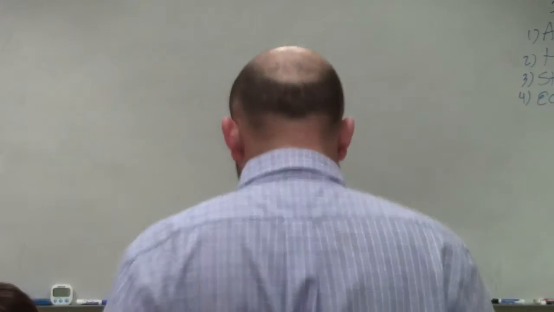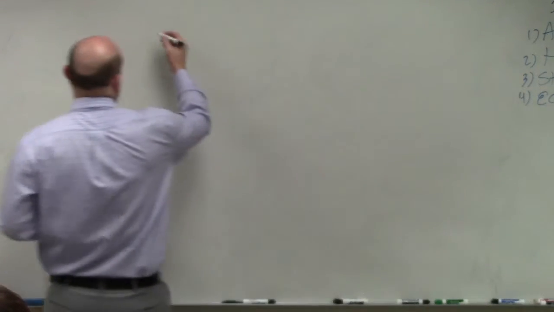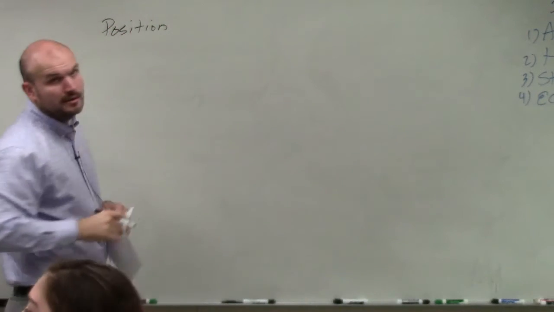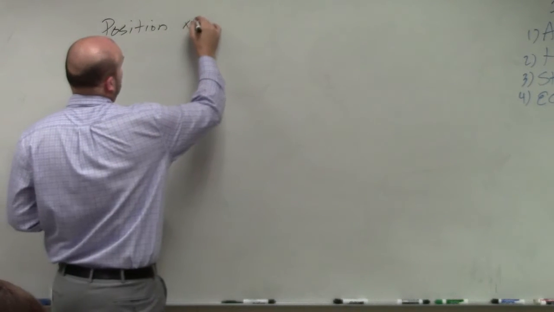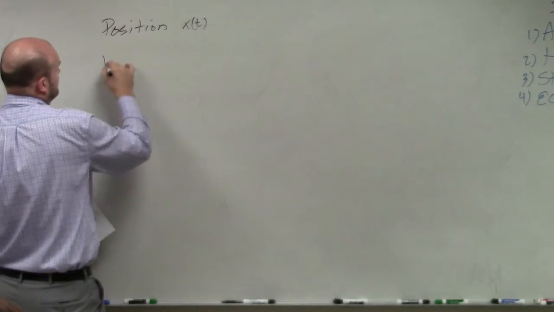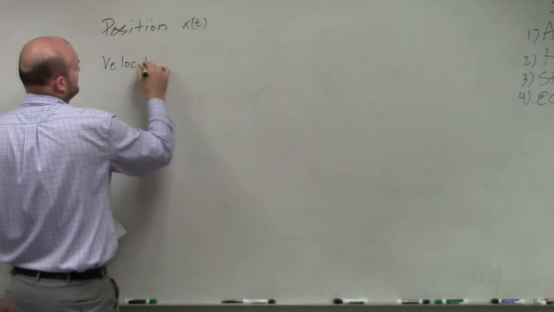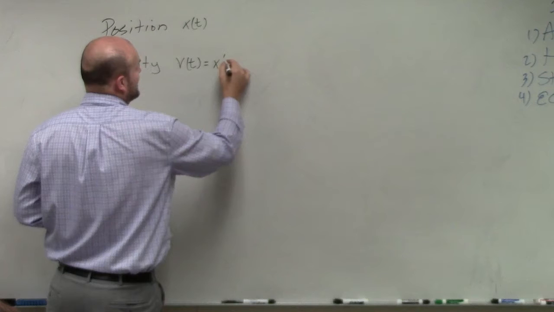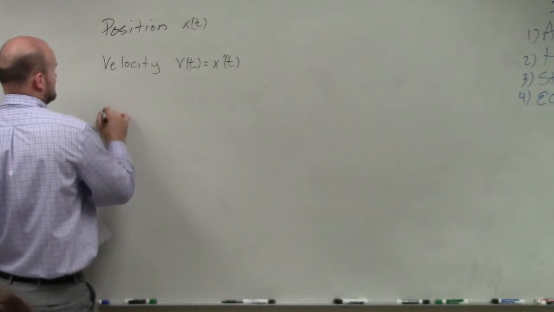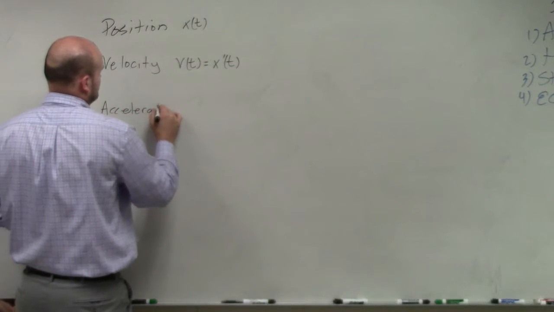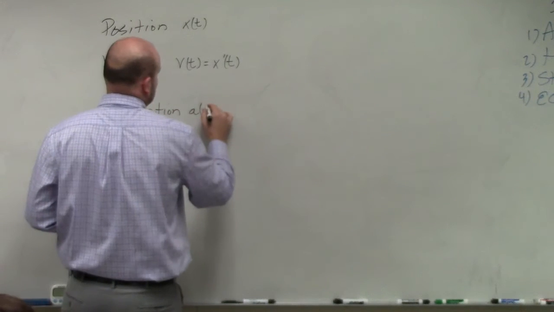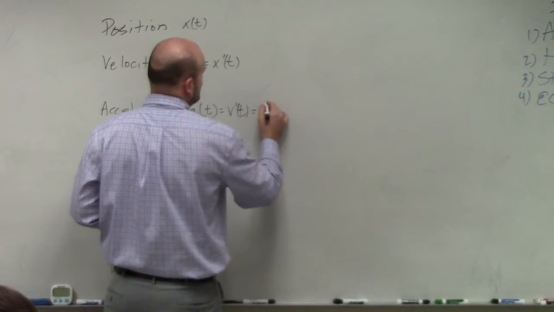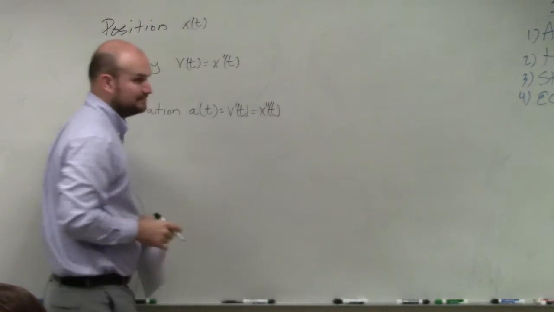For that top one, there's three little things that we want to make sure we go back over. Remember our position, x of t, velocity, v sub t, or that's the same thing as x prime of t. And then the last one is acceleration. And we'll use a sub t, or that's also v prime of t, or x double prime of t.